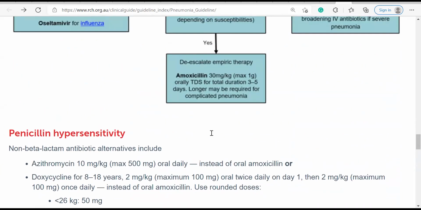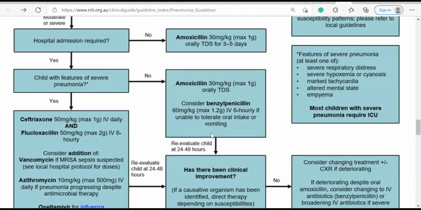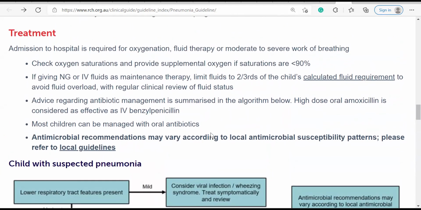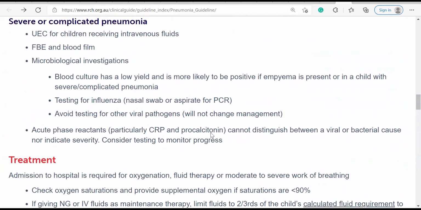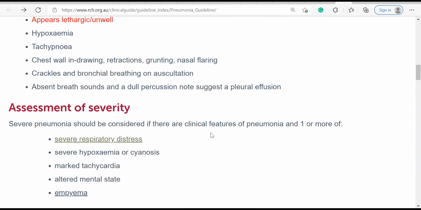Now, let's say we have a child who we started on antibiotic, but after 48 hours, still has high fever and is getting worse. So now you're thinking that it's a complicated pneumonia. What would you do next? Guys?